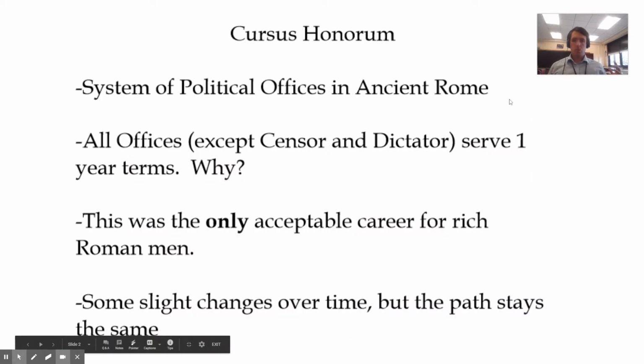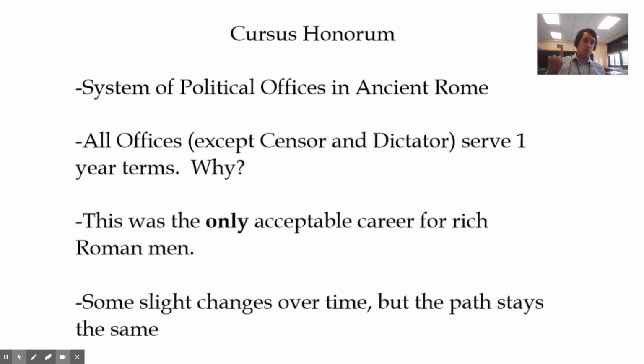The Romans referred to their politics as the Cursus Honorum. This is the path of honors. It's a system of political offices in ancient Rome, things that people would get elected to. All offices that ancient Romans had, except for the Censor and the Dictator, which we'll talk about later, served their term for just 1 year, not 2, not 3, not 4, not 6, just 1.